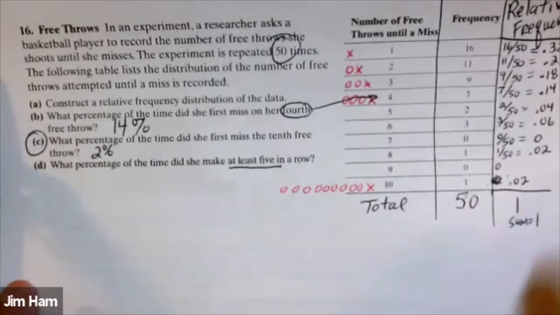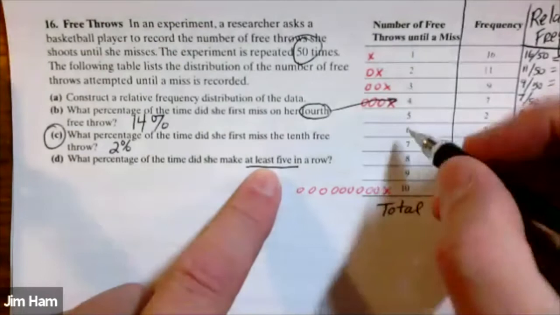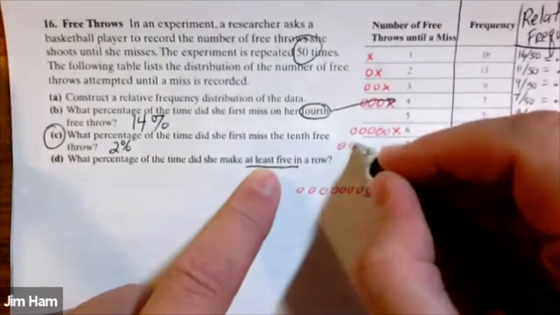Okay, yeah, so I'm going to check the categories where this is true: the percentage of the time she made at least five free throws. So at least five free throws begins here with 6. Made 5 and then missed the 6th one. 7, it would be make 6 and then miss the 7th, and so on.